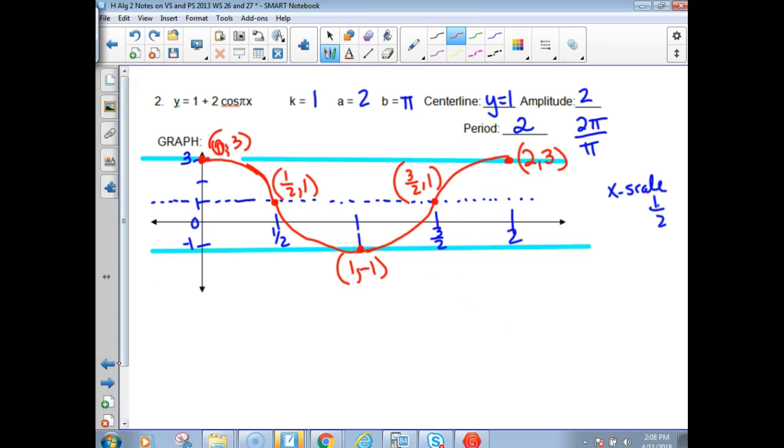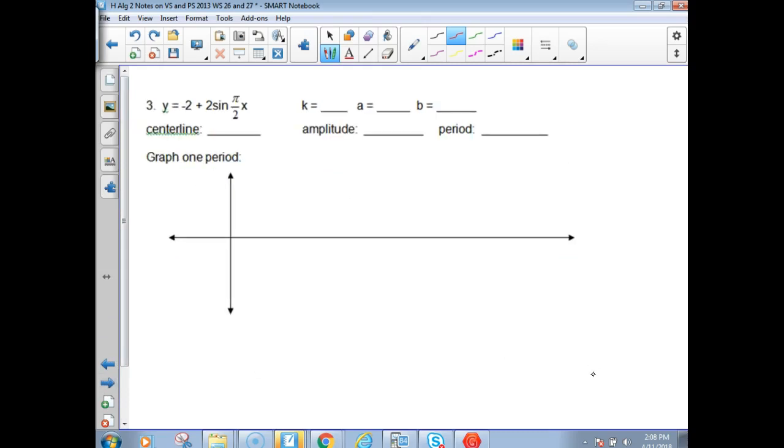Okay, to the next slide. One more example of centerline change. K here is a -2. The A value is 2, and the B value is pi over 2. Remember, this is K, this is A, this is B.